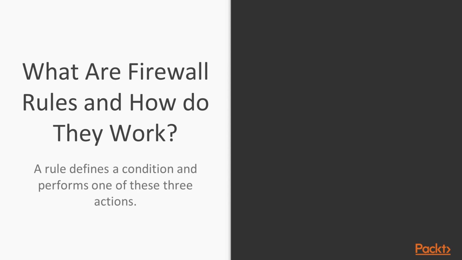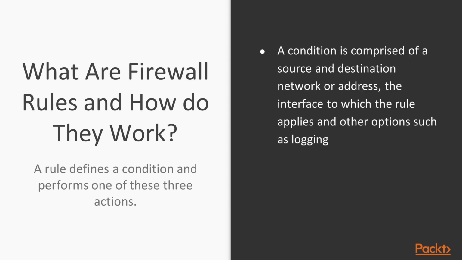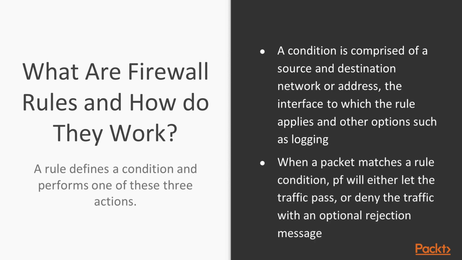A rule defines a condition and it performs one of 3 actions dependent upon the valuation of that condition. A condition is comprised of a source and destination network or address, either of which may be wildcards, and the interface to which the rule applies, and other options such as logging. When a packet matches a rule condition, pf will either let the traffic pass or deny the traffic with an optional rejection message.